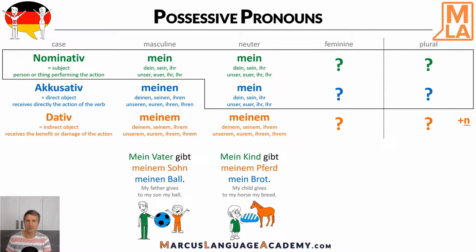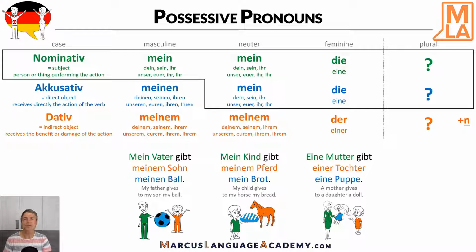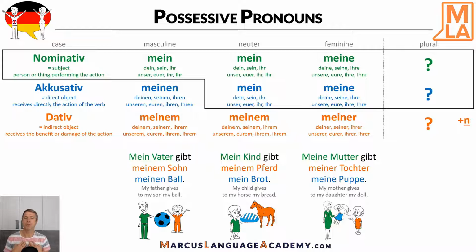The feminine sentence was: Eine Mutter gibt einer Tochter eine Puppe. A mother gives to a daughter a doll. And with possessive pronouns we have the following. Meine Mutter gibt meiner Tochter meine Puppe. My mother gives to my daughter my doll.